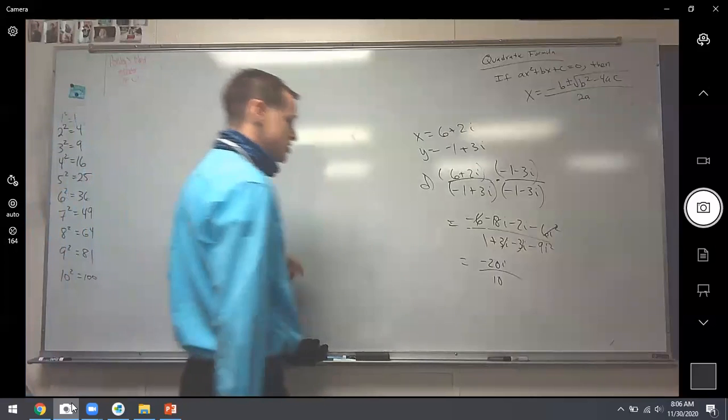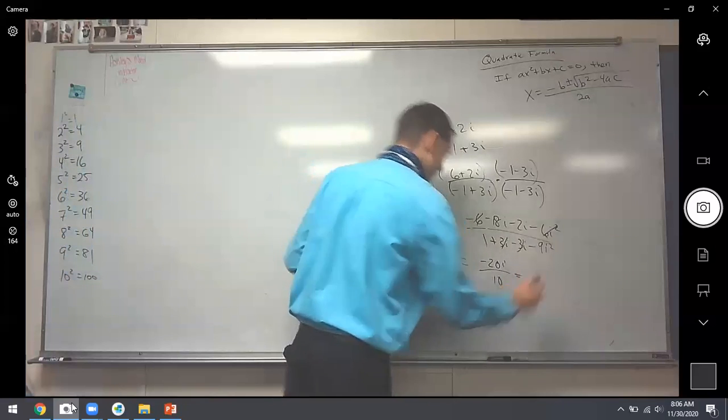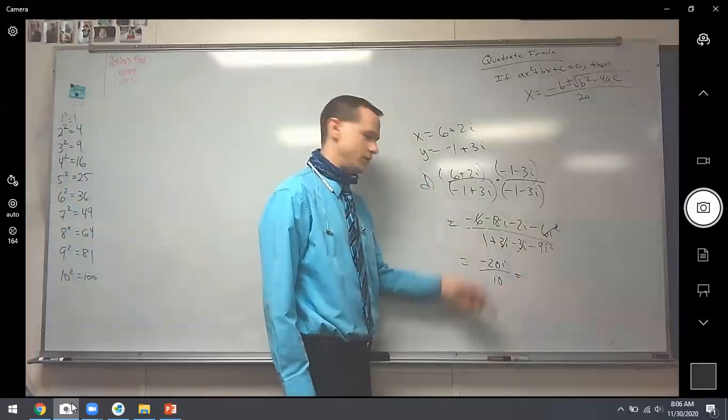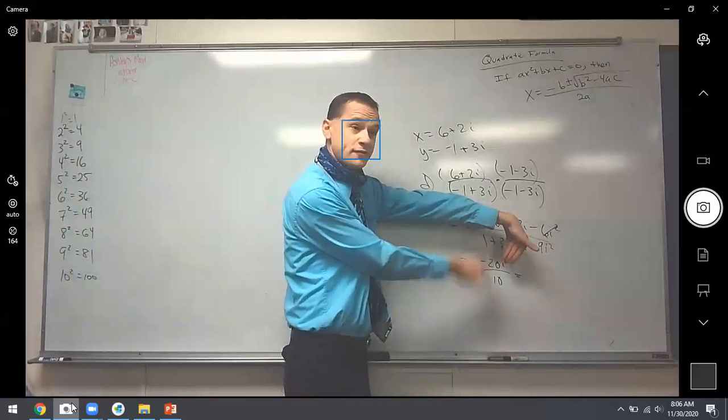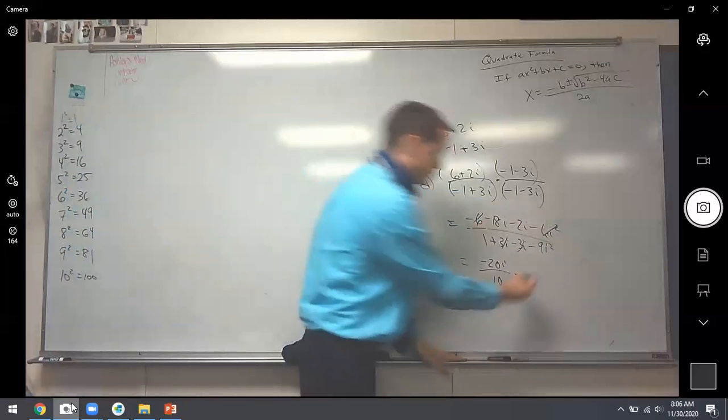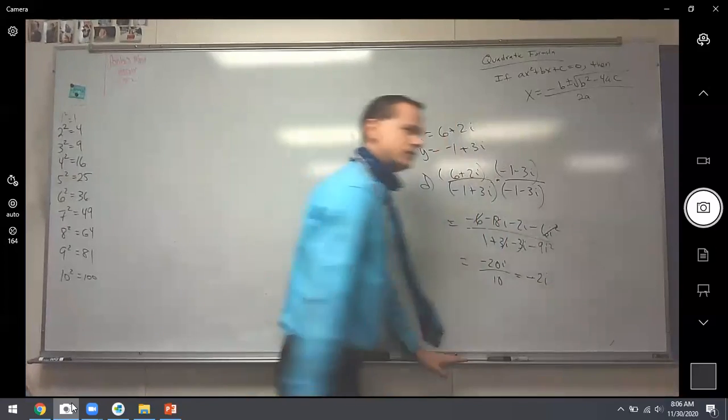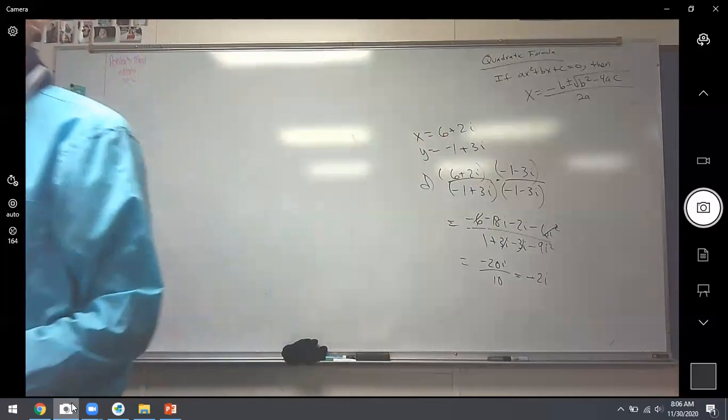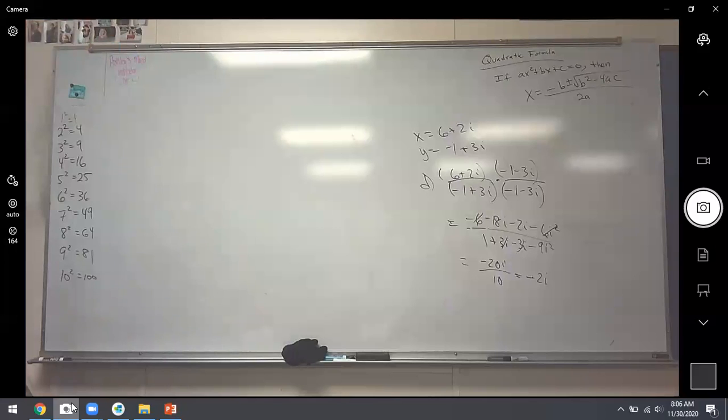And make sure on your test you are reducing any fractions you can. If you see something on the top and the bottom that can be reduced, if the i wasn't there, I hope you'd call that -2, right? Well, just call it -2i. Negative 20 divided by 10 reduces to -2. And that's all there is to it.